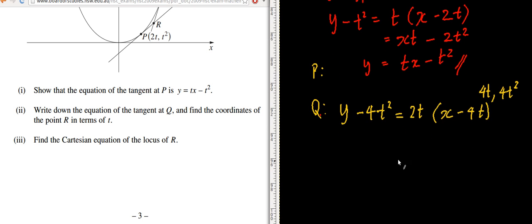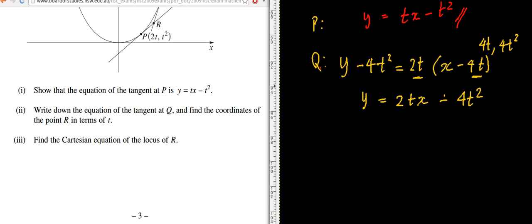Okay, all right, so expanding and simplifying this, I will end up getting y is equal to 2tx, and these two multiply will give me minus 8t squared, and that should end up being minus 4t squared. Okay, so I have my gradient, my tangent formula at q. Right, so minus 8t squared. Okay, all right, so to find r, it's simply a matter of doing simultaneous equations with these two, right? So equation 1 over here and equation 2 over here.